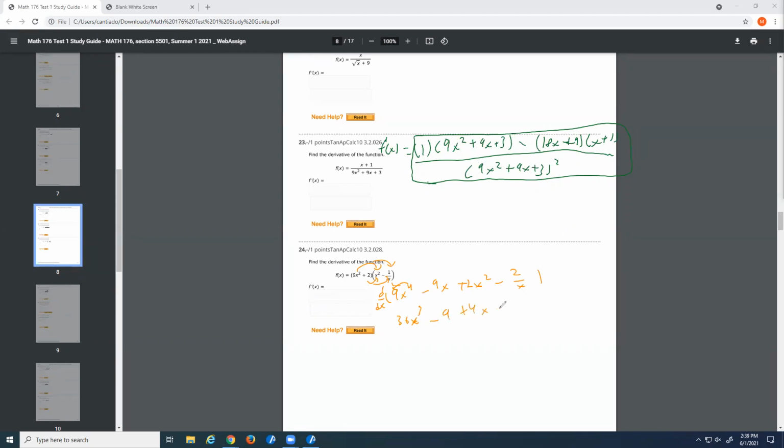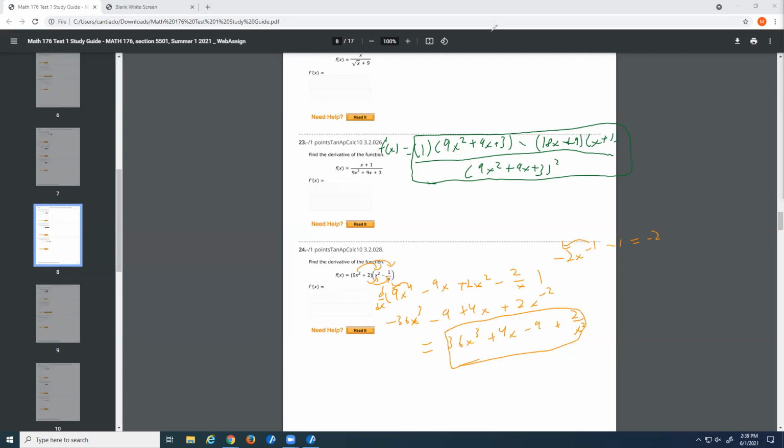Minus 9 plus 4x, and then the derivative of this last one, remember, we'll have minus 2x to the minus 1, bring the minus 1 down, and subtract 1, we'll get minus 2. So we'll have plus 2x to the minus 2, or if we were to just rearrange this a little bit, 36x cubed plus 4x minus 9 plus 2 over x squared, just like this. So this answer should be perfectly fine, but that's just a way to make it look a little bit nicer. So that should be it for number 24.